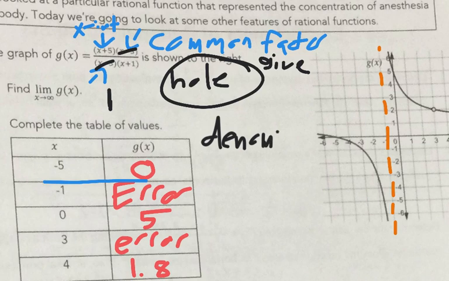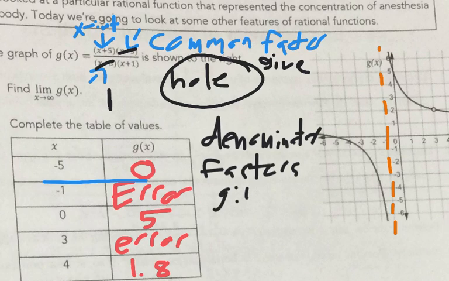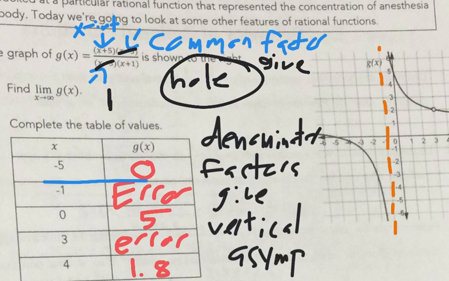In general, the denominator factors always give vertical asymptotes, with one exception. If the factor also exists in the numerator. So because this had a common factor, it becomes a hole. Because this didn't have a common factor, it's a vertical asymptote. So if you think about it, the numerator gives x-intercepts. The denominator gives vertical asymptotes. If there's a factor that's in both of them, it's a hole. Do you want me to say that again?